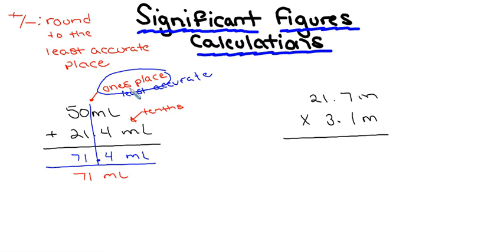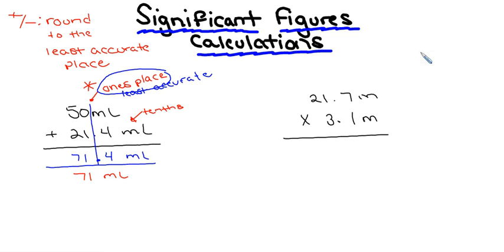Personally, I never do long math anymore. I simply look at my two numbers, and I instantly see right away my ones place, my least accurate place. So I quickly do the math. I get this number right here in my calculator, and I say, okay, I need to round it to the ones place. My answer is 71 milliliters.